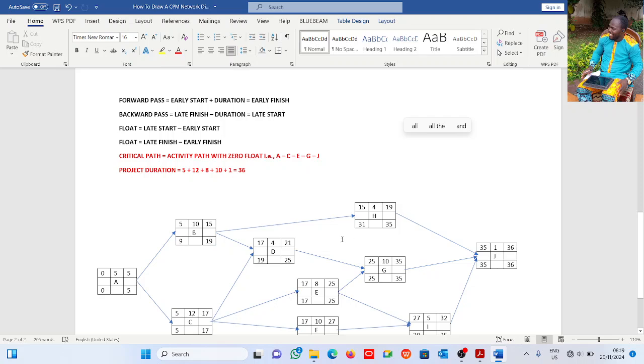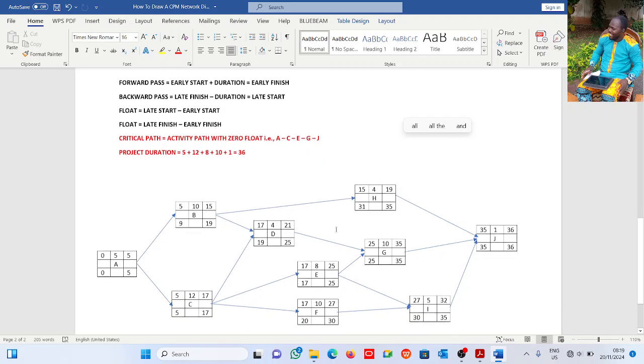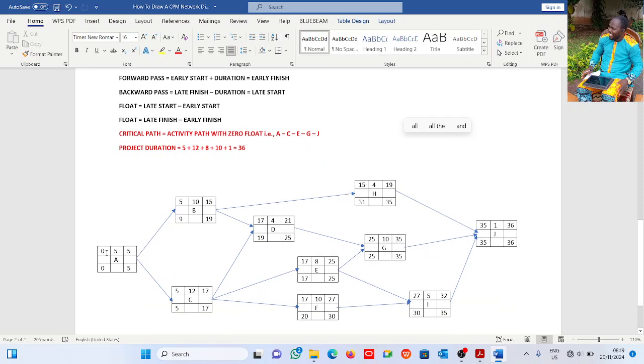Let's do the forward pass first, then we'll come to the backward pass. The early start here is 0 because no activity has been done. 0 plus duration 5 gives me 5. This is the early finish, right? The early finish for a preceding activity becomes the early start for the successor activity.